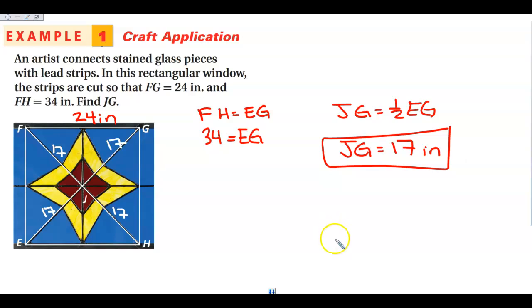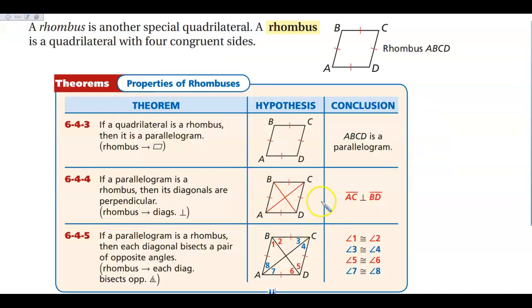So that is the first part that we're going to talk about with rectangles. Okay, so the big key thing that's new is that the diagonals not only bisect each other, but they are congruent. All right, let's take a look at our next shape. Our next shape is a rhombus.